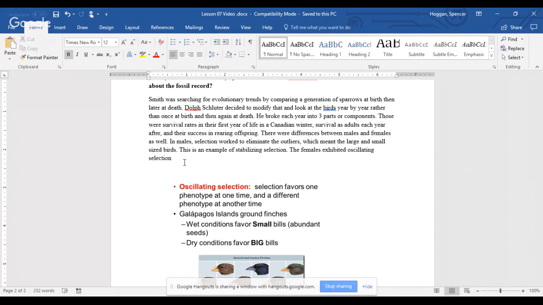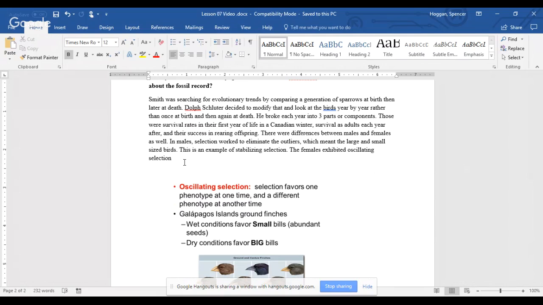And he even took it farther to break each year into 3 parts, which were survival rates in their first year of life in the Canadian winter, survival as adults each year after, and their success rearing offspring. The differences between males and females were also shown. So males, for example, the selection would work to eliminate the outliers, which meant that the large and small sizes would be selected against, so you'd get medium-sized birds, which is an example of stabilizing selection.